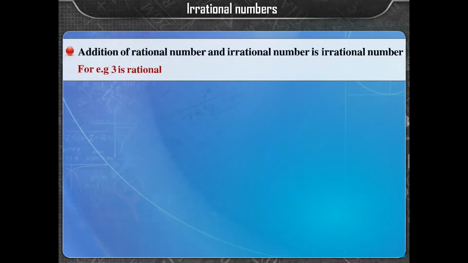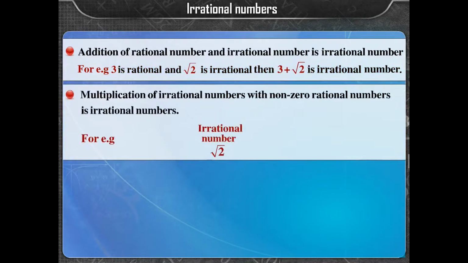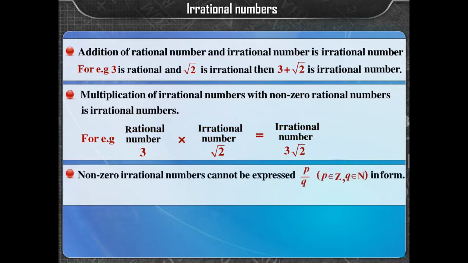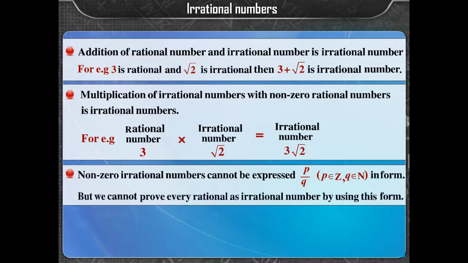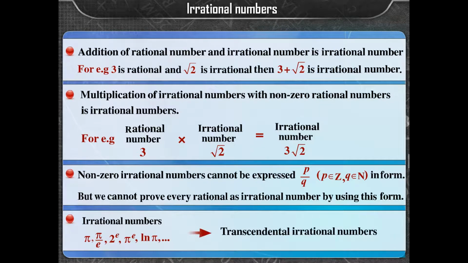Addition of a rational number and an irrational number is an irrational number. Multiplication of an irrational number with a non-zero rational number is an irrational number. Non-zero irrational numbers cannot be expressed in p upon q form. But we cannot prove every irrational number by using this form. Pi and other similar numbers are irrational numbers. They are called transcendental irrational numbers.